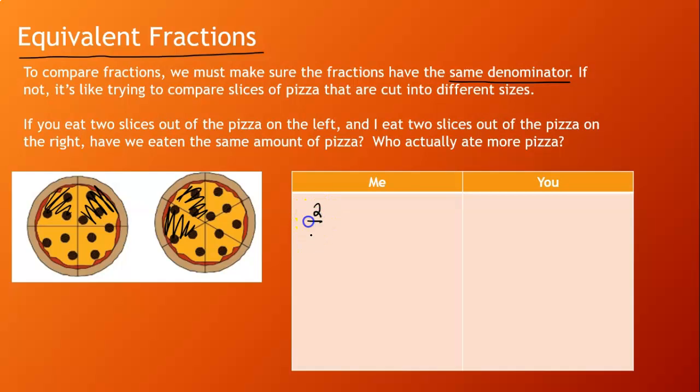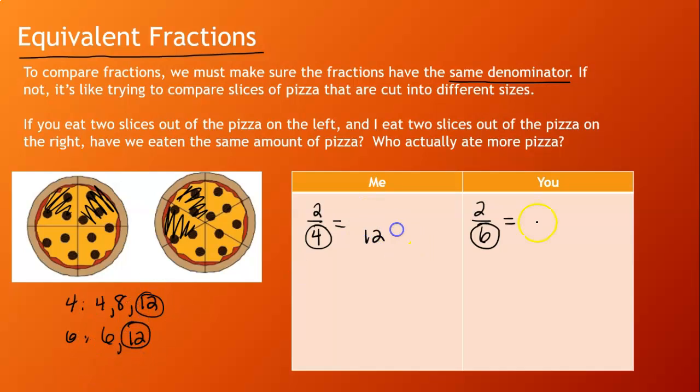So I ate 2 out of 4 slices, and you ate 2 out of 6 slices. So we had the same number of slices. Let's see if we can turn these into equivalent fractions. So I need a common denominator for 4 and 6. So let's think about the least common multiple of 4 and 6. 4 times 1 is 4, 4 times 2 is 8, 4 times 3 is 12, 6 times 1 is 6, 6 times 2 is 12. 12 is my least common multiple.